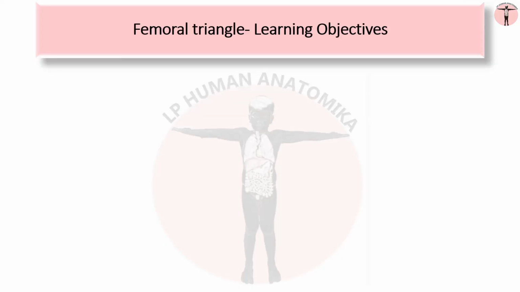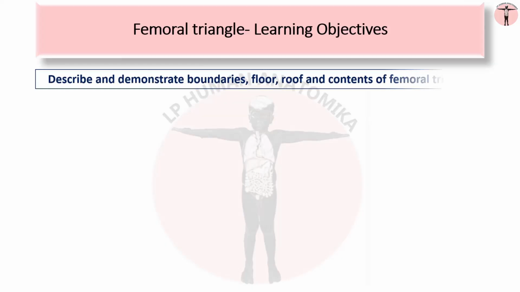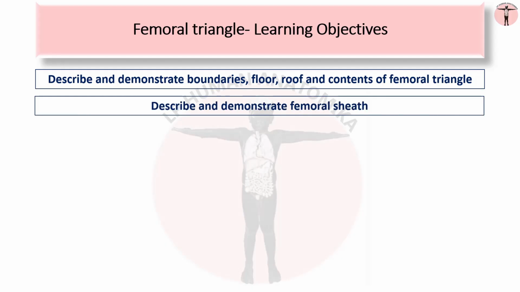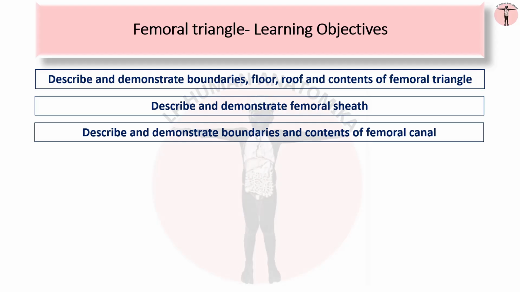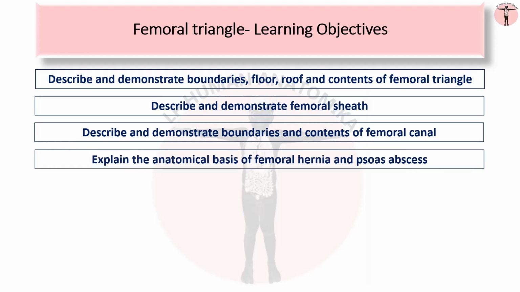The learning objectives of this session are: describe and demonstrate boundaries, floor, roof and contents of femoral triangle. Describe and demonstrate the femoral sheath. Describe and demonstrate the boundaries and contents of femoral canal. Explain the anatomical basis of femoral hernia and psoas abscess.